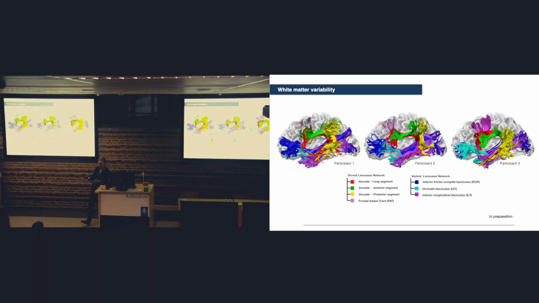Now the white matter is no different. Are these variations common, or is like most brains more of the same? They're quite common. Same for the white matter.